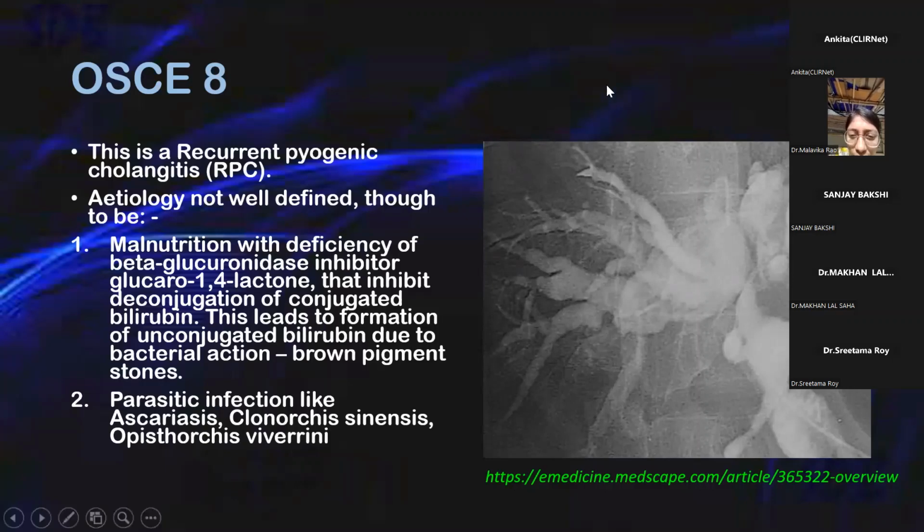You sometimes have stones. You can see that there's a bit of a darker shadow out there and out there. So it might be stones forming. Okay. You have brown pigment stones, which is why the treatment, and you're quite right. Parasitic infection with Ascariasis, Clonorchis sinensis, and the other liver fluke, Opisthorchis, can cause this condition.